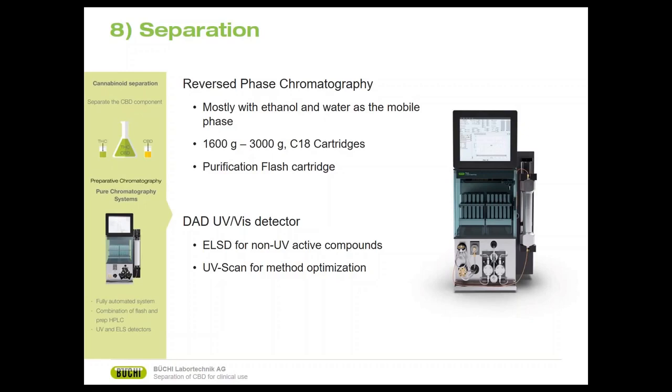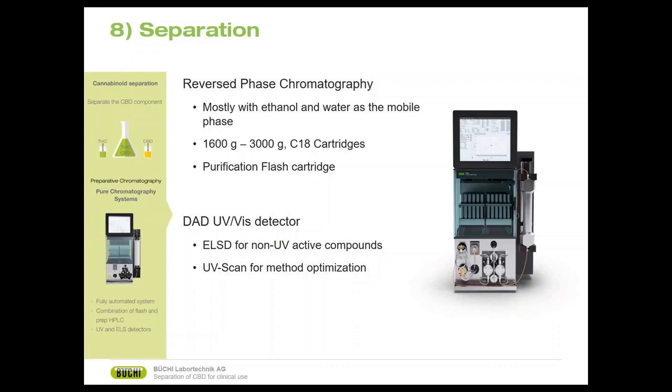After distillation is done, the oil will have a very pure and clean cannabinoid mixture in it, without undesired materials, and this is given to the chromatography system. Reverse phase chromatography is done, and a water and ethanol mixture is used as a mobile phase. Reverse phase chromatography is done with a C18 stationary phase. For the separation, BUCHI offers 1.5, 3, and 5 kilo cartridges for high sample amount separation. As detectors, UV and ELSD detectors are used.